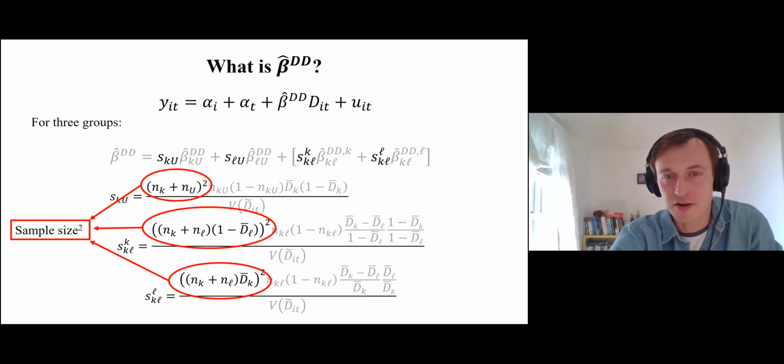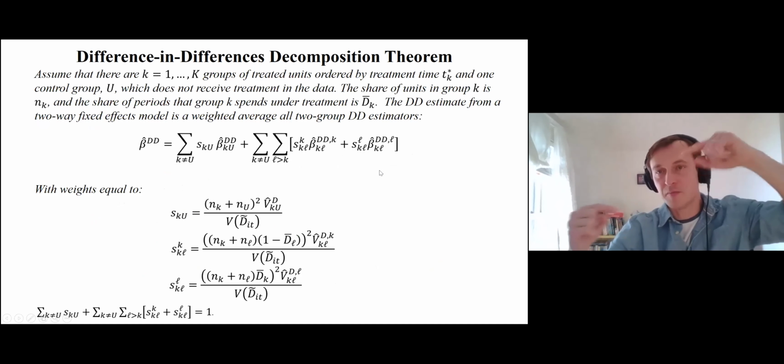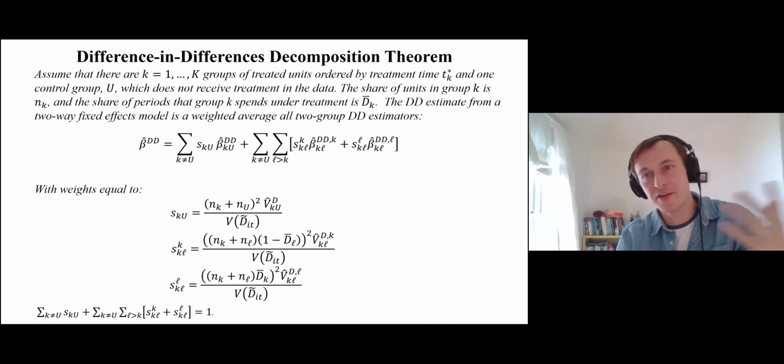And that's all the main theorem says. This first sum is every treatment group compared to the untreated groups. That's one kind of 2 by 2. And then the second set of sums is just every way to compare different pairs of timing groups.